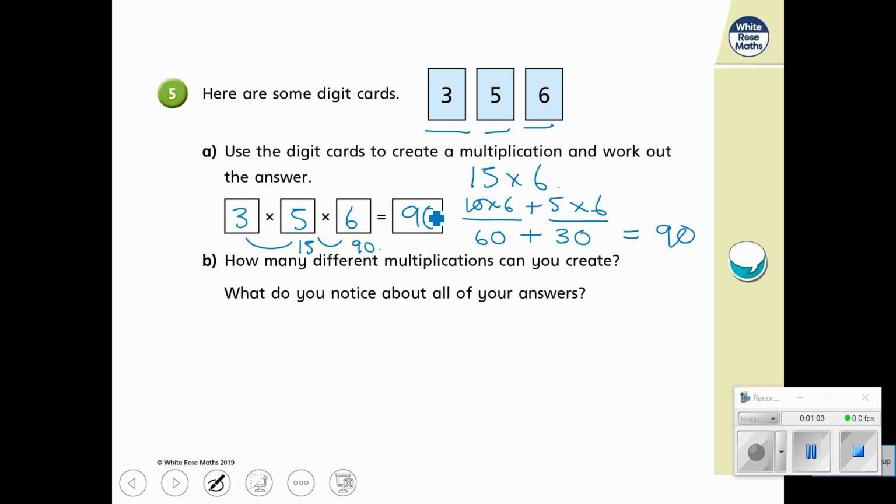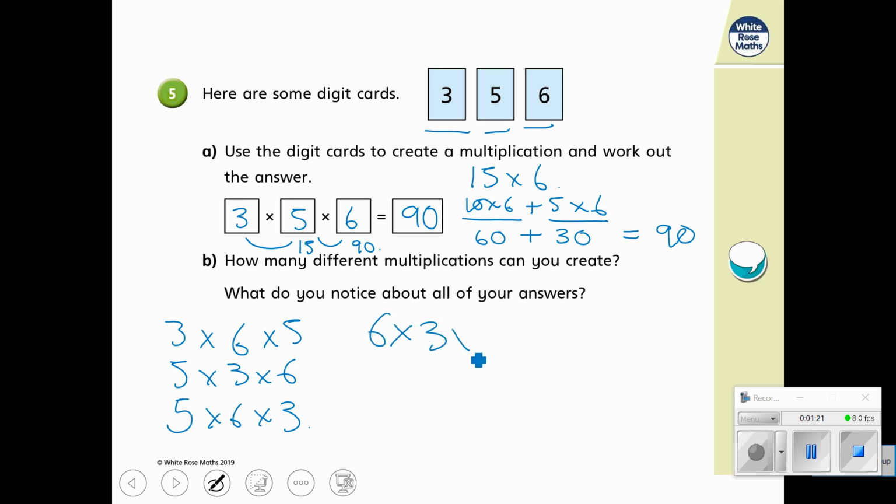Well, all we need to do is rearrange those numbers. So I could have 3 times 6 times 5. I could start with the 5 and have 5 times 3 times 6. I could start with the 5 and have 5 times 6 times 3. I could start with the 6 and have 6 times 3 times 5, or 6 times 5 times 3. So there's lots of different solutions, and it says, what do you notice about your answers?